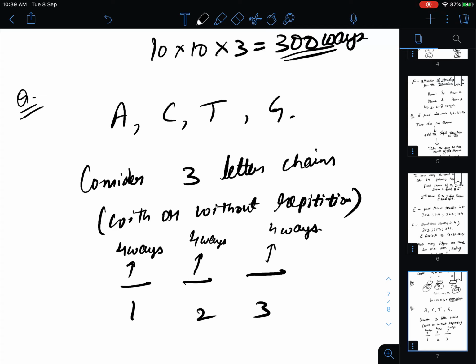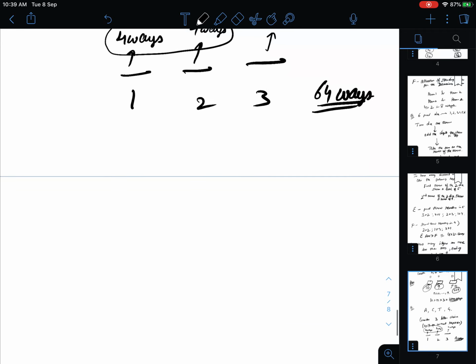Okay, thus for each of the 16 ways of filling up the first 2 places, there are 4 ways of filling up the third place. So the fundamental principle applies. Thus the 3 spaces can be filled up in 16 into 4, that is 64 ways. Hence there are 64 3-letter DNA chains. Okay. Now incidentally, in the last 2 examples, we have intuitively extended the fundamental principle of counting to more than 2 events. Okay, so we can abstract this and record the principle as follows.